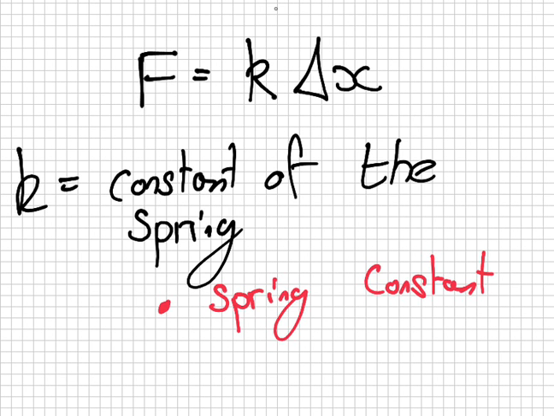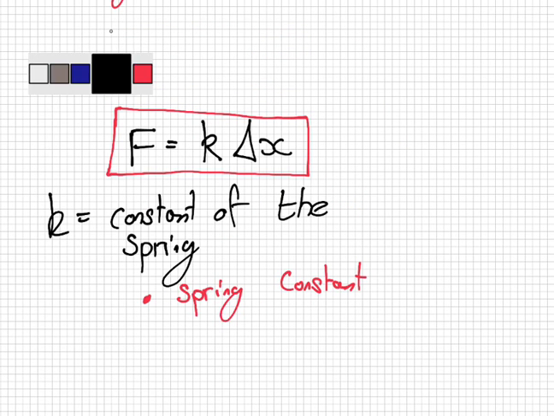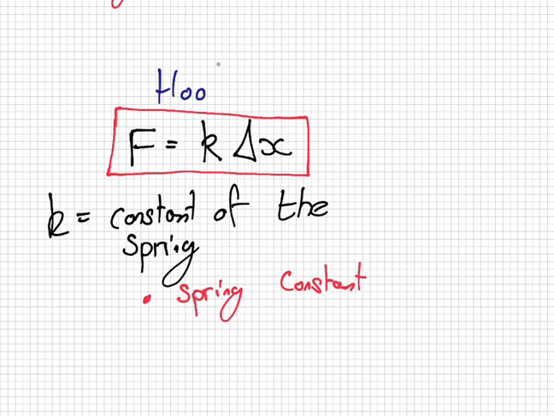This formula actually has a name. Does anyone know the name of it? It's called the formula. What is it? Hooke's law. You're right. Hooke has an E at the end, doesn't he, in his name? Hooke's law. Well, I guess we can't ask him. Actually, I think his name doesn't have an E in it.